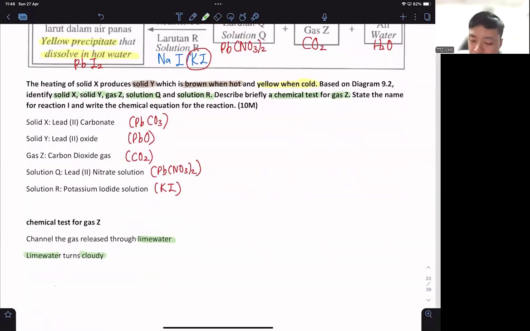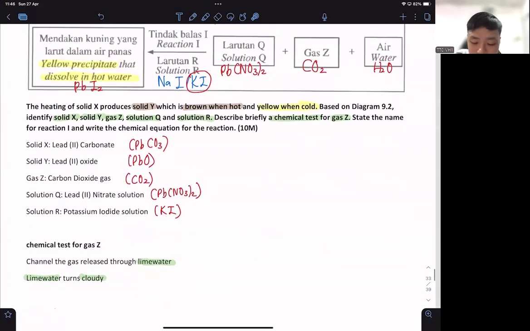Say the name for reaction one. What is the process name? What salt are you preparing? Soluble salt or insoluble salt? Normally, to prepare a soluble salt, the reaction is called neutralization. Okay? So acid plus base.